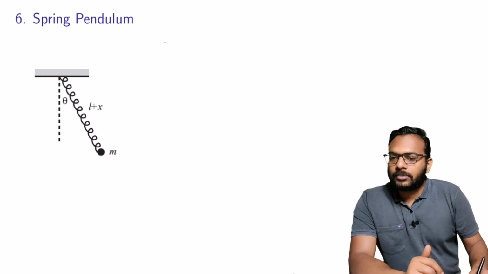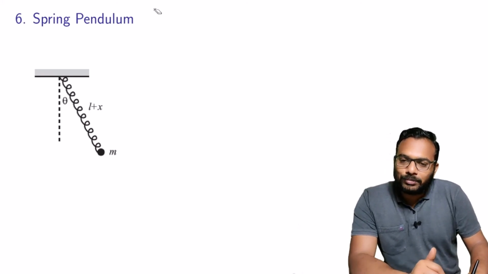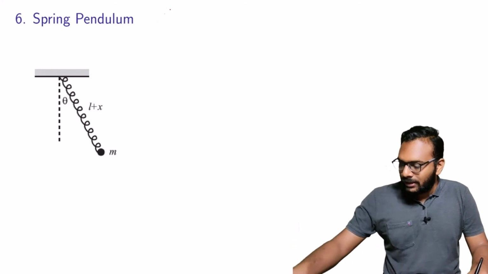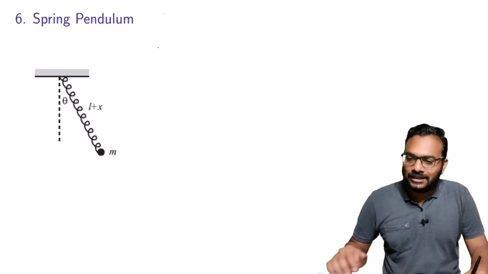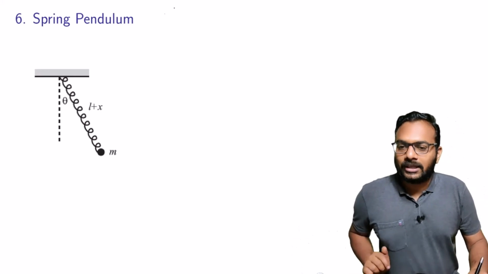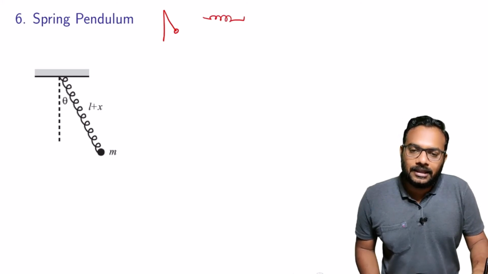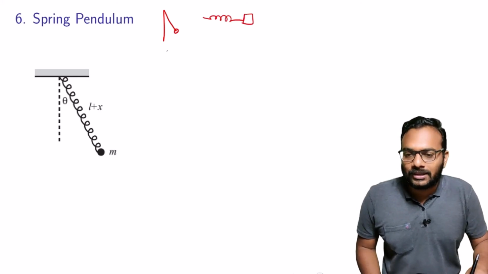We can go to the next problem. It's a spring pendulum. It's a combination of the two problems that we discussed earlier. Okay, it's called a spring pendulum. Now in this case we will have to be a little bit more careful. We discussed a simple pendulum. We discussed a linear harmonic oscillator. Now this is just a combination of it.